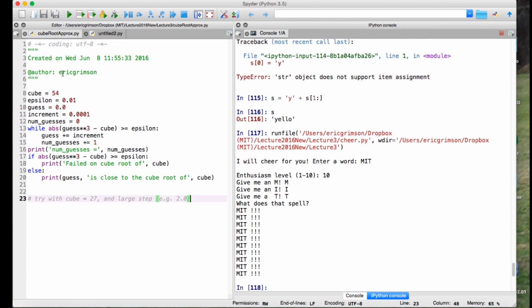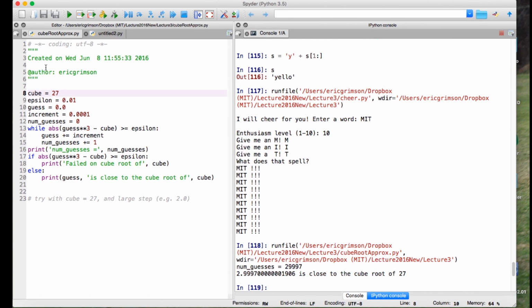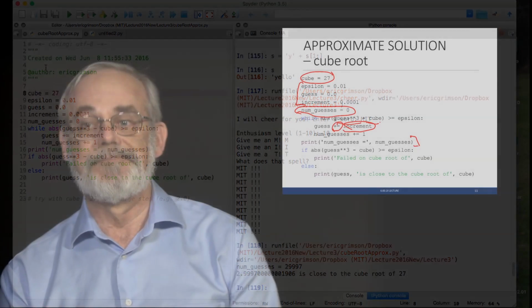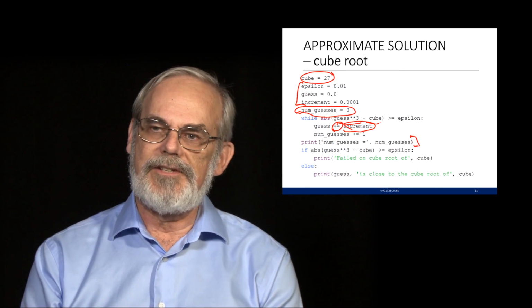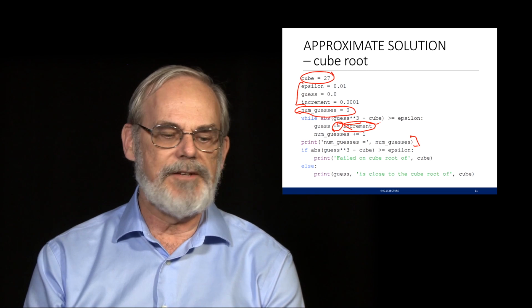So there's a piece of code. Let me start with 27, which is the thing I had before. And if I load that and run it, it gives me not quite the answer I expected. It says 2.9970000001906 is close to the cube root of 27. And that's true. We're going to see in a little bit why it doesn't just give me 3. It gives me this funny answer in there.